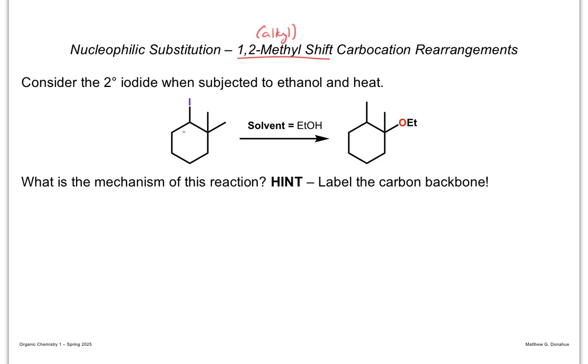So we have a secondary iodide. Our solvent is ethanol. Notice there's no other strong nucleophile present. So the solvent and the nucleophile are the same thing. The ethanol gets incorporated into the molecule there. And then what else do you notice about the starting material versus the product?